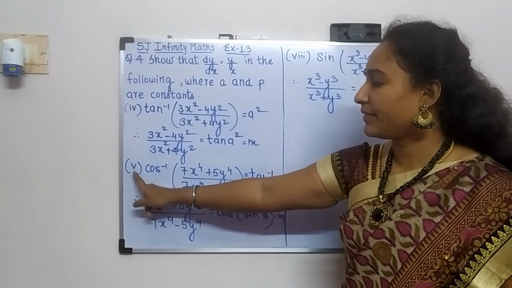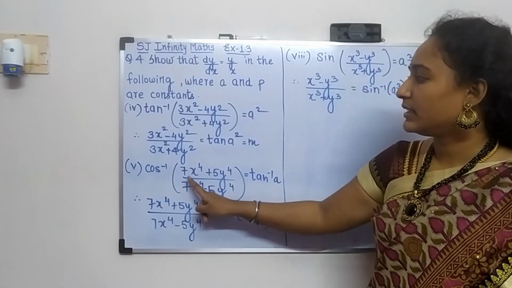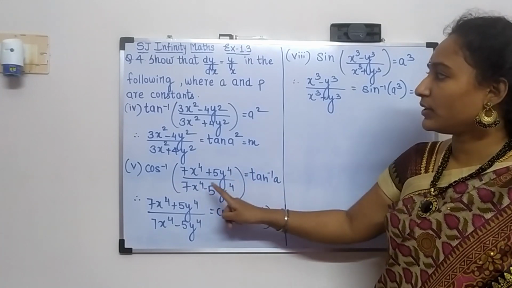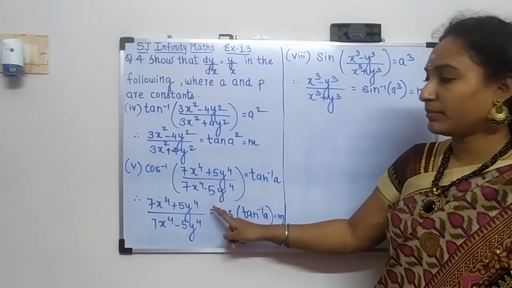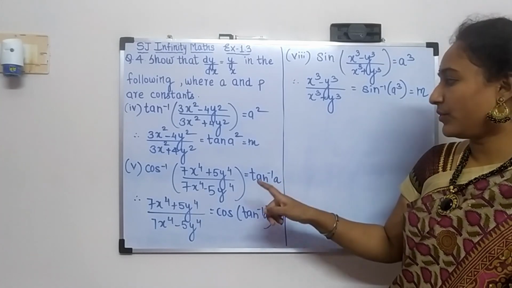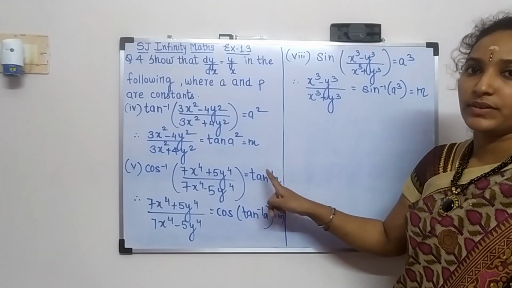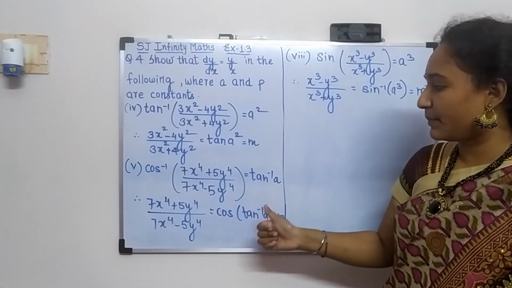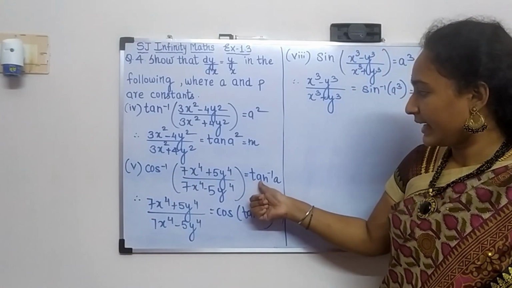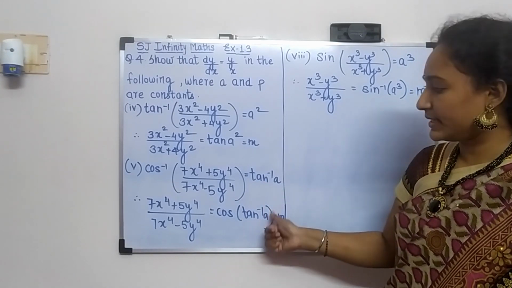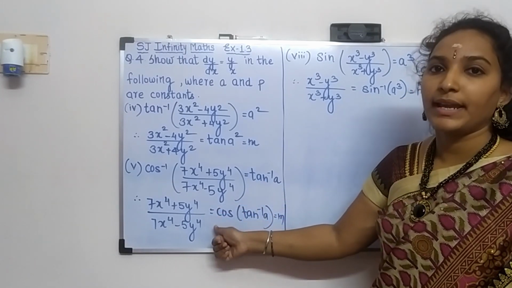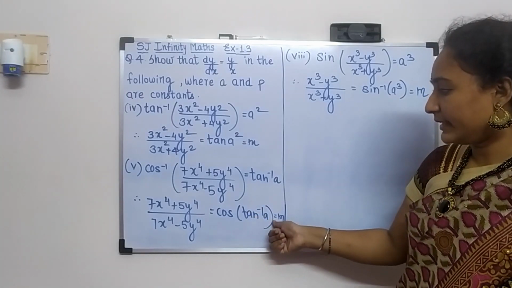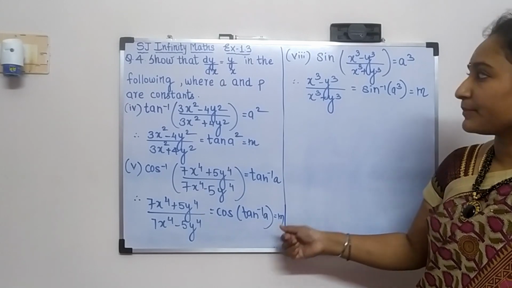Similarly, for question number 5, we have cos inverse of (7x raised to 4 plus 5y raised to 4 upon 7x raised to 4 minus 5y raised to 4) is equal to tan inverse a. You just take this cos inverse to the RHS, it becomes cos. The tan inverse a remains as it is. This is a constant term, so taking cos also will give you a constant number. Let the constant number be small m.